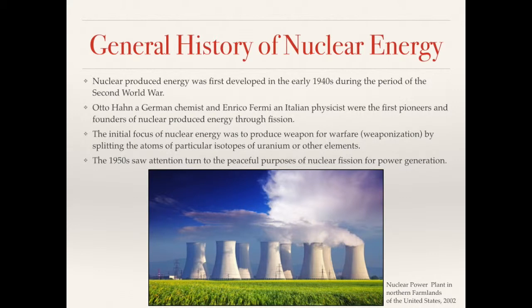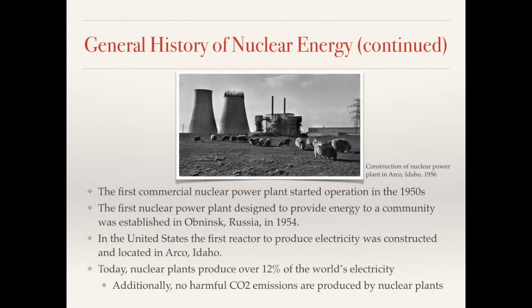Otto Hahn, a German chemist, and Enrico Fermi, an Italian physicist, were the first pioneers and discoverers of nuclear-produced energy through fission. The initial focus of nuclear energy was to produce weapons for warfare by splitting atoms of a particular isotope. In the 1950s, attention turned to the peaceful purpose of nuclear fission for power generation. Commercial nuclear power plants started operation in the 1950s.